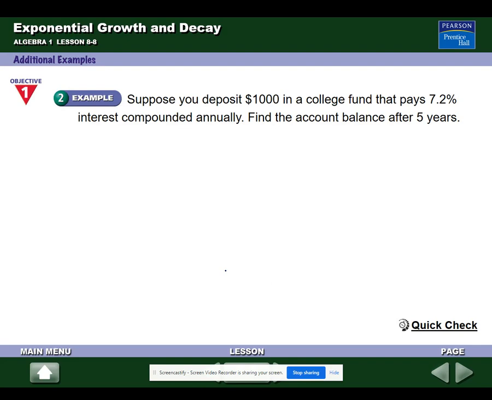Here you also have a little bit of an unrealistic example that I could make fun of. Suppose you deposit $1,000 in a college fund that pays 7.2% interest compounded annually. Find the account balance after 5 years. Now again, this is y equals ab to the x, which would be y equals the starting amount, which they said is $1,000, times b, which would be 1.072 to the x. A lot of times I find for students that the hardest part is coming up with that b value. Change this to decimal, 0.072, and then add it to 1. 1.072, okay? And I don't remember what that answer is, so I'll do that real quick on my calculator.